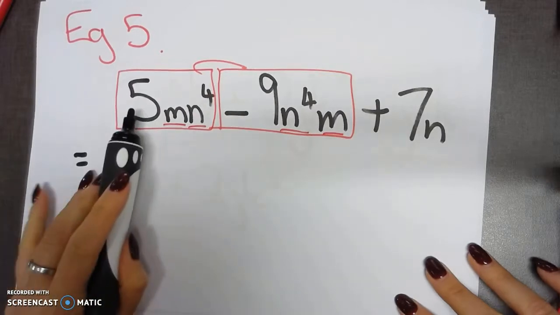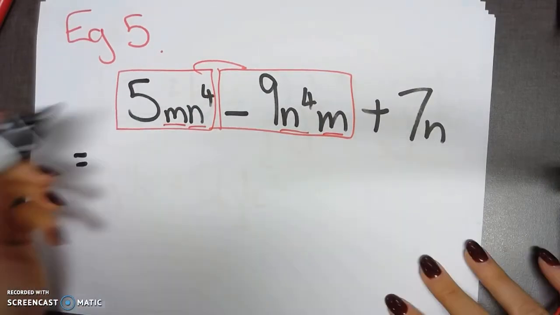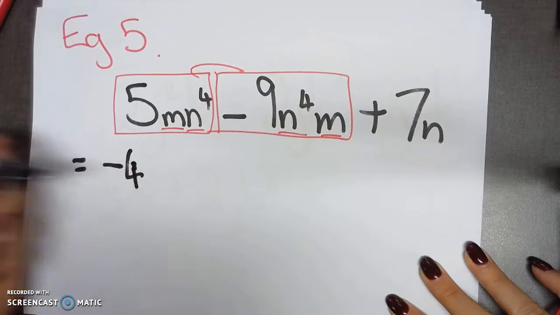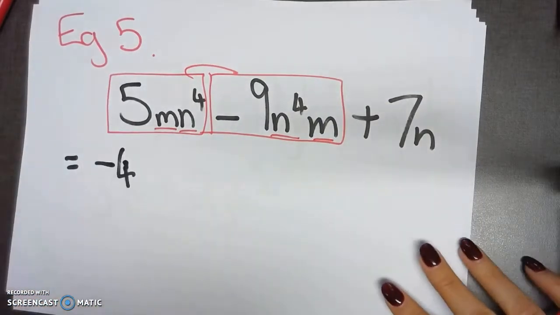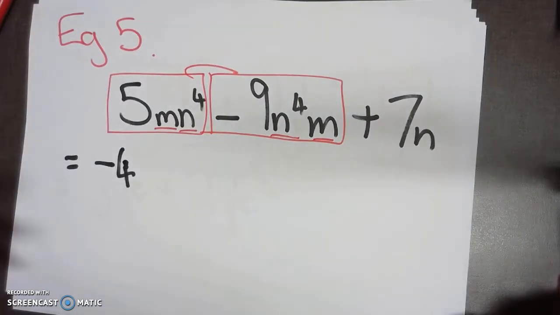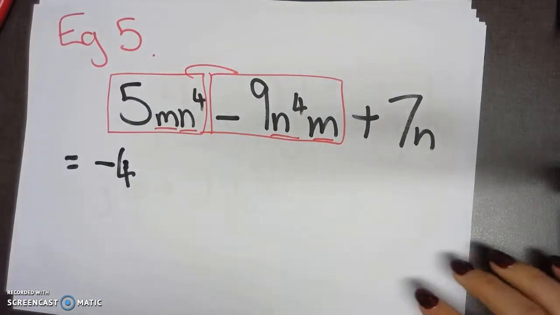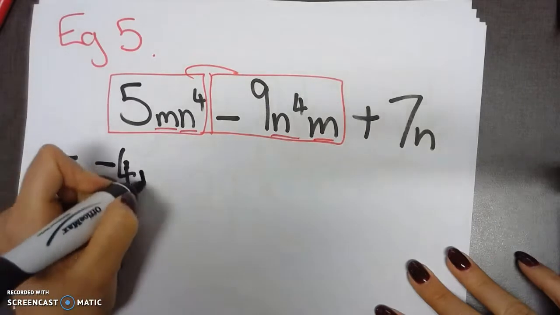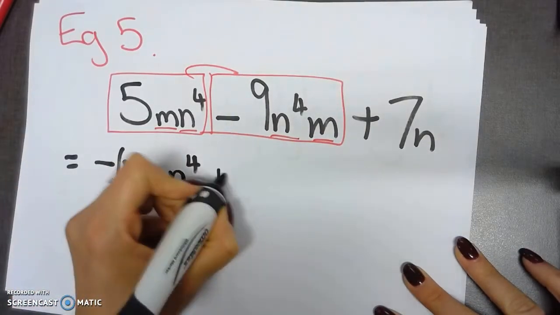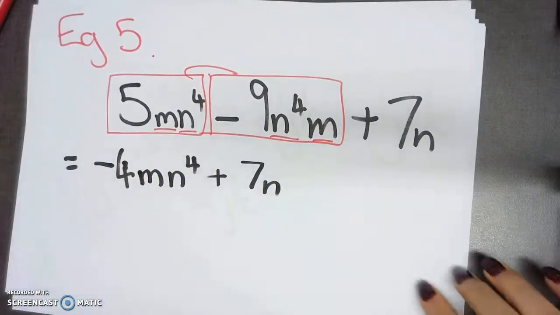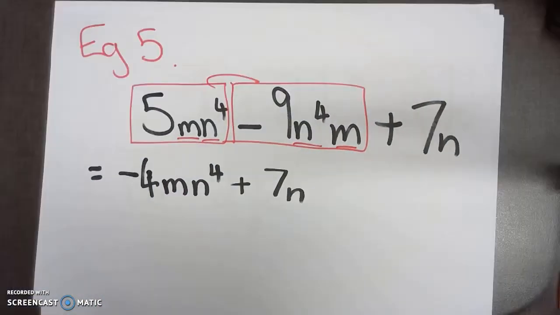We've got 5 subtract 9, so straight away we can put down negative 4. When it comes to variables, the golden rule is to have them within each term in alphabetical order. So we put mn to the power of 4, and then we bring the last term down, so plus 7n is the answer.